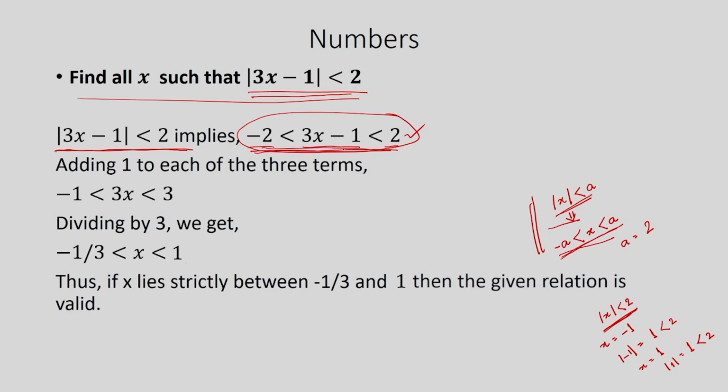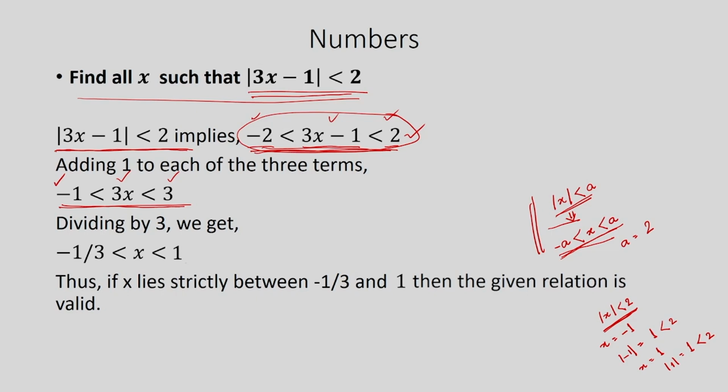From here, adding 1 to each of these 3 terms, this is what we get. Minus 2 plus 1 is minus 1, 3x minus 1 plus 1 is 3x, and 2 plus 1 is 3, right. So, this is what we are getting. In the end, it is minus 1 strictly less than 3x strictly less than 3. Okay, this is what we have got.